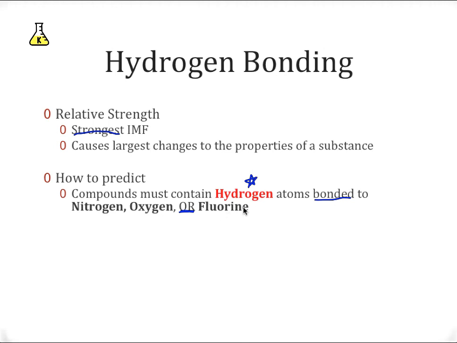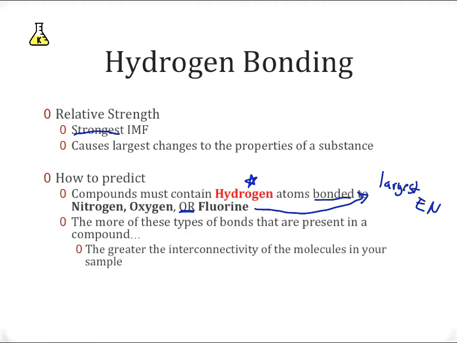The reason these specific elements are involved is because, if you recall, nitrogen and oxygen and fluorine are the elements with the largest electronegativities of all the elements on the periodic table. Those super high electronegativities are going to create the big differences in electronegativity when bonded to hydrogen, which is going to create those superpolar conditions needed for hydrogen bonding.